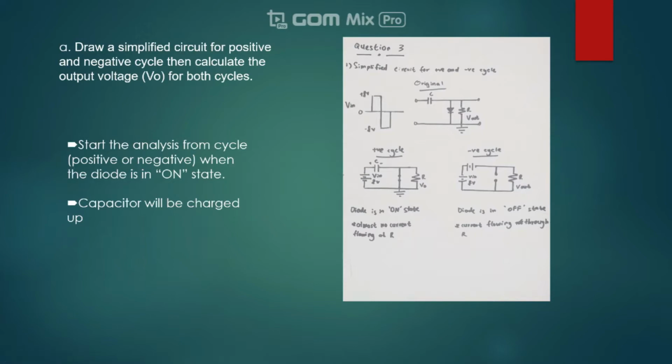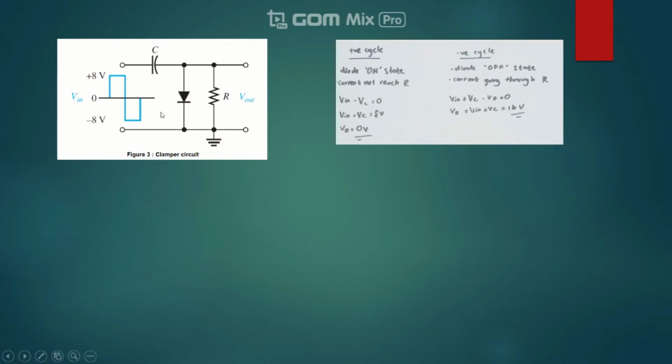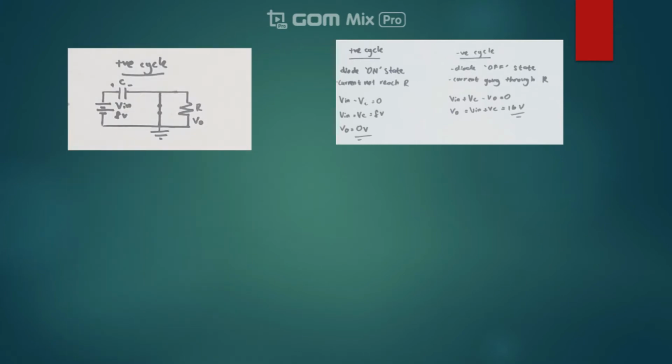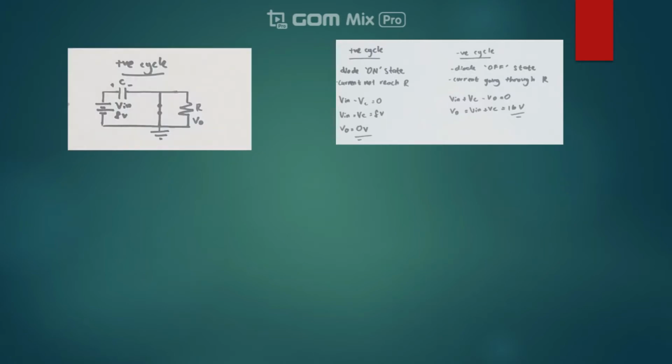Then, when the off state begins at the negative cycle, the diode will be an open circuit. As for the calculation for output voltage for both cycles, here is the calculation. As you can see, the diode is facing downward, so automatically the positive cycle will be the diode on state and the negative cycle will be the opposite, which is the off state. When the diode is on state, the output voltage will be the same as the diode voltage, but in this question they don't require the diode type, so we assume the voltage is 0.